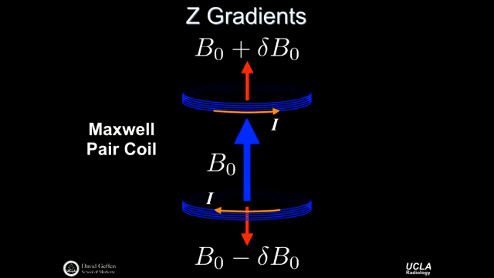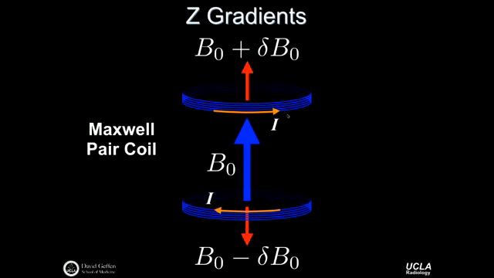This is the basic construction. This is called a Maxwell pair coil. We'll have a winding, say, at the head end of the scanner, and we'll have a winding at the foot end of the scanner. And in principle, we want to ramp the current through these things. These are just copper wires, they're not superconducting or anything.